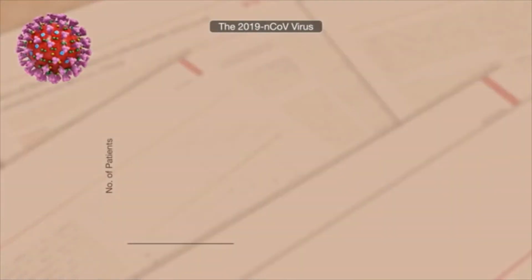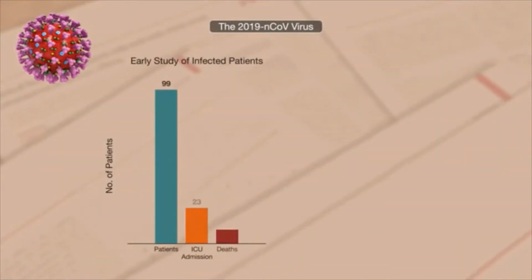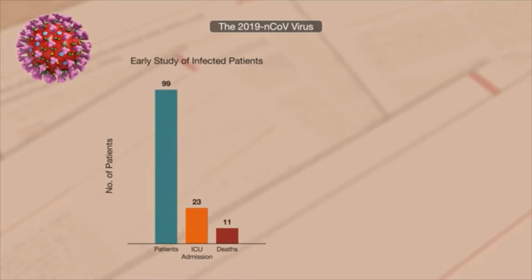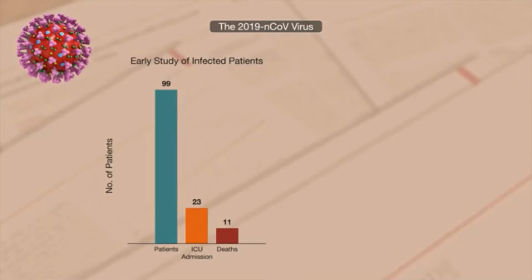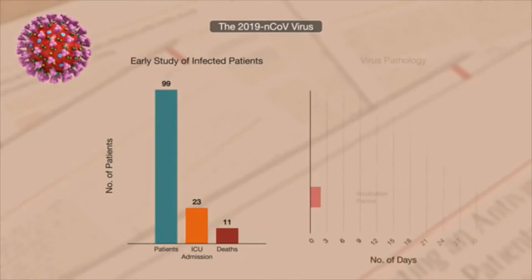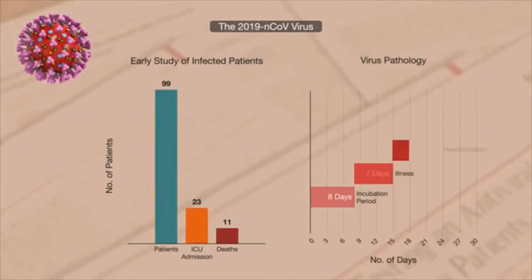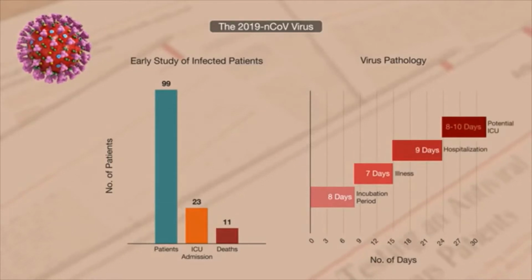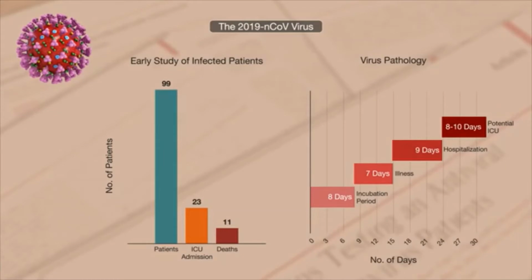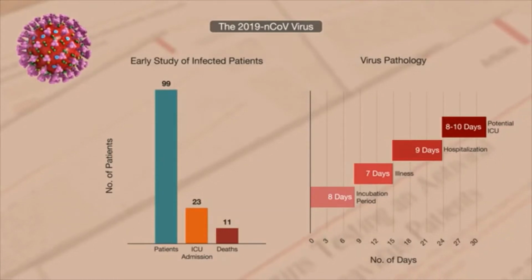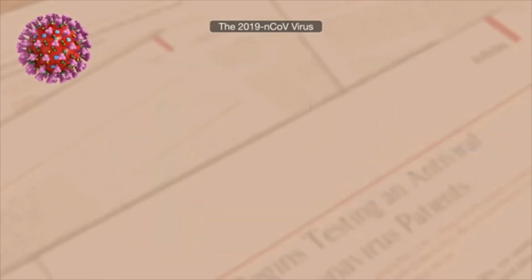An early study of 99 infected showed a high mortality of 11%, similar to SARS, and ICU admission rates of 23%. An earlier study described a virus pathology with an 8-day incubation period, a week of infection, followed by a potential escalation to hospitalization and intensive care over another 8 to 10 days. Other indications put the mortality rate closer to 4%.